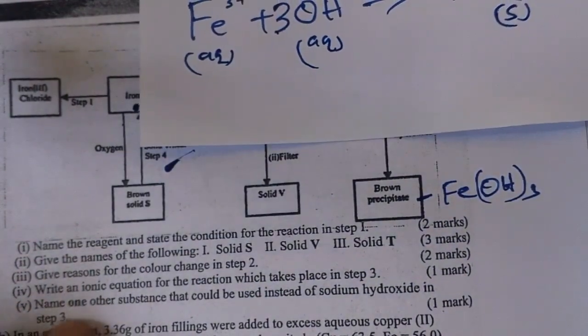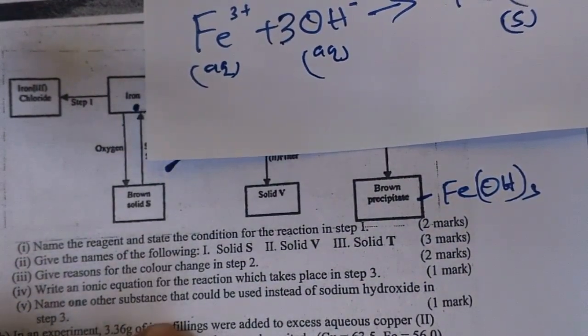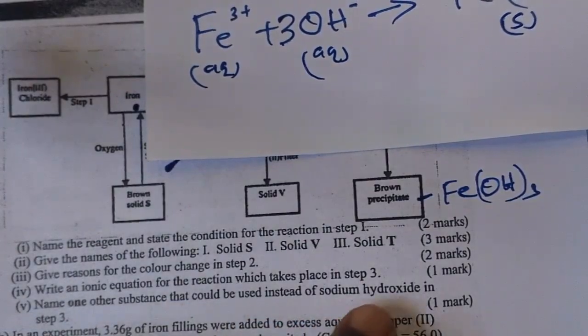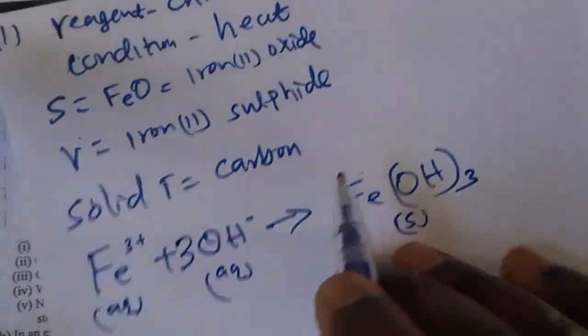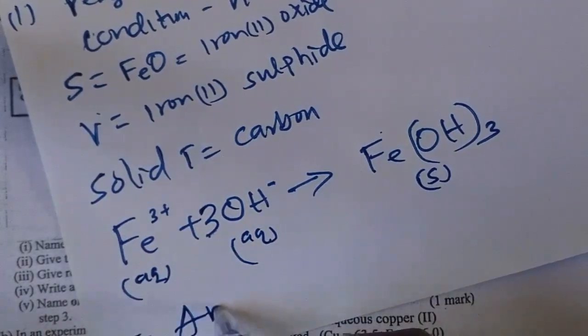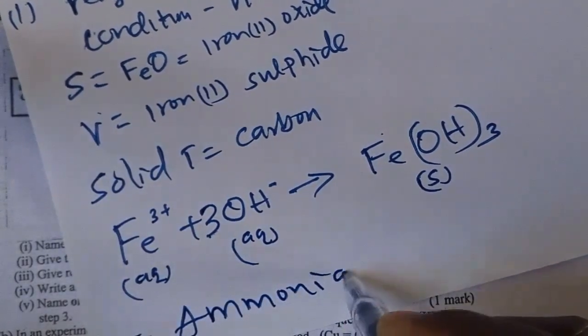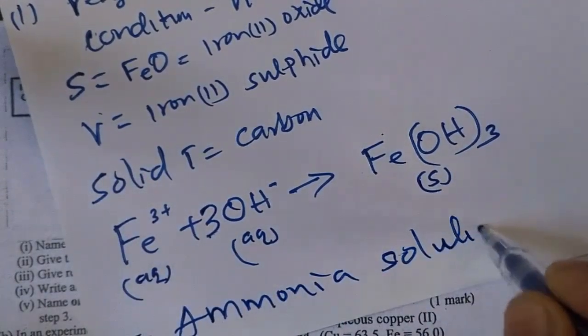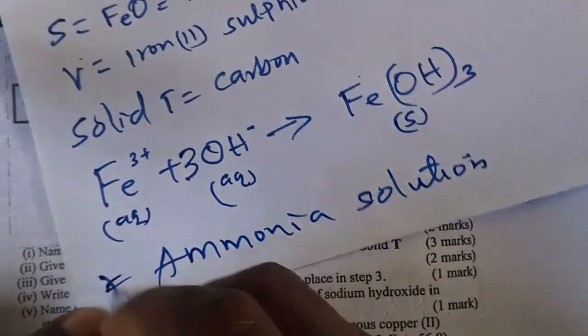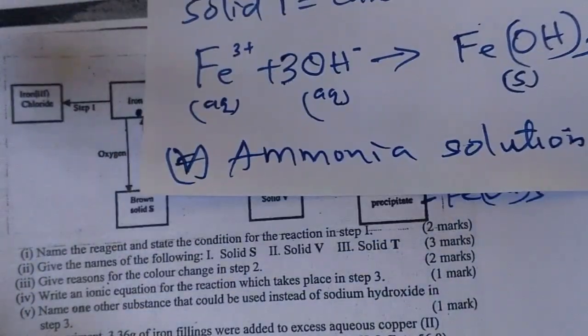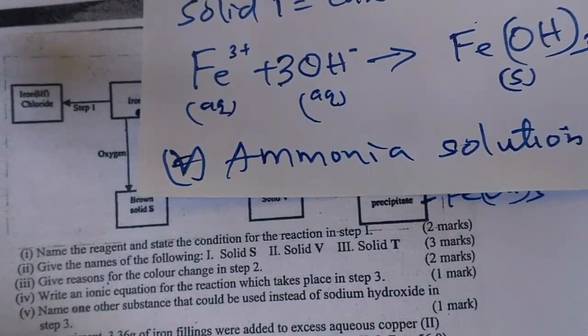Name one other substance that could be used instead of sodium hydroxide in step 3. In this step, which other reagent could you use? Yes, you can use ammonia solution. Ammonia solution can work there instead. That's Roman 4. Ammonia solution still can work for us.